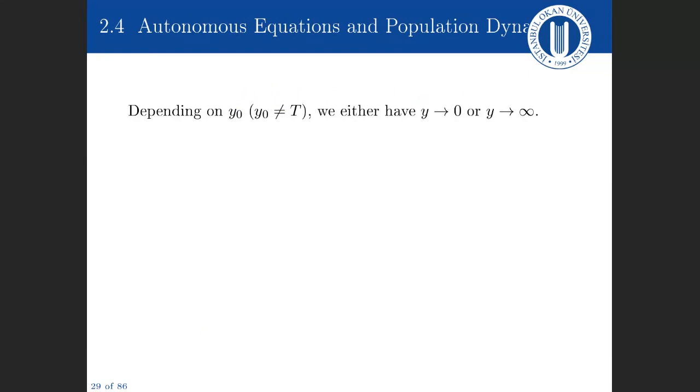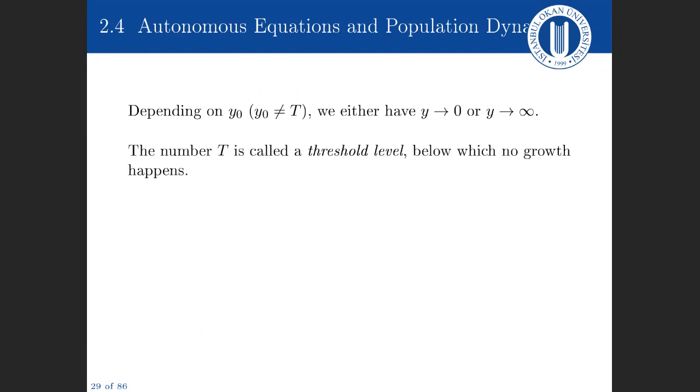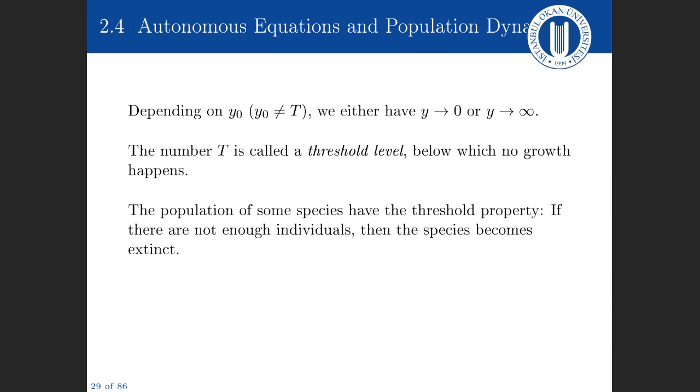Depending on the initial condition y0, we either have that y tends to 0 or y tends to infinity. The number T is called a threshold level. If we're below T, then no growth happens. In fact, the number of cats in Istanbul would decrease to 0. There are some populations of species in the world which have this threshold property. If there's not enough individuals, then the number of species decreases and decreases, and the species becomes extinct.